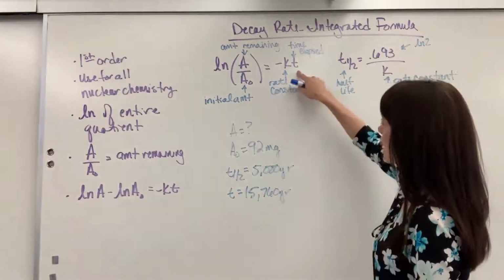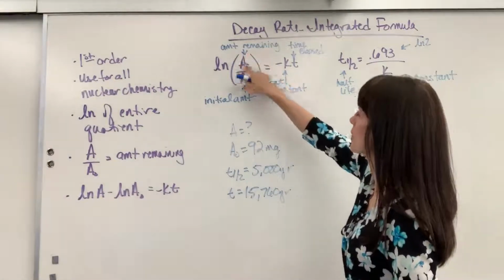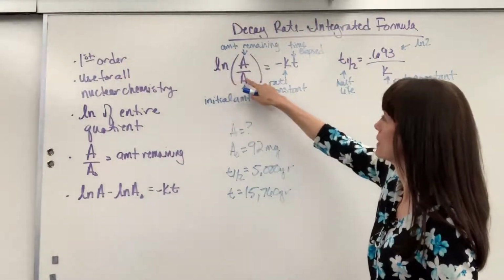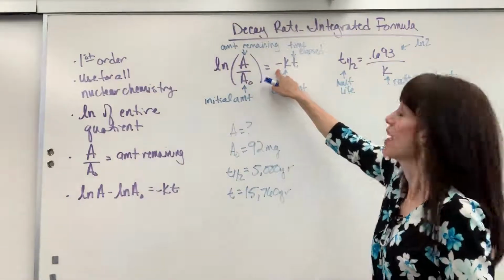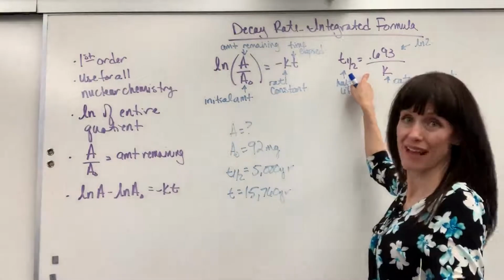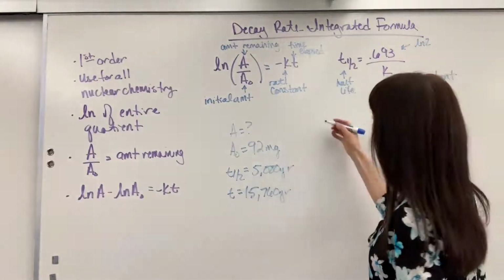So I've got my time elapsed. I'm looking for amount remaining. I have the initial amount. We've got to find K. And the way we'll do that is again with the half-life. So let's use our half-life.